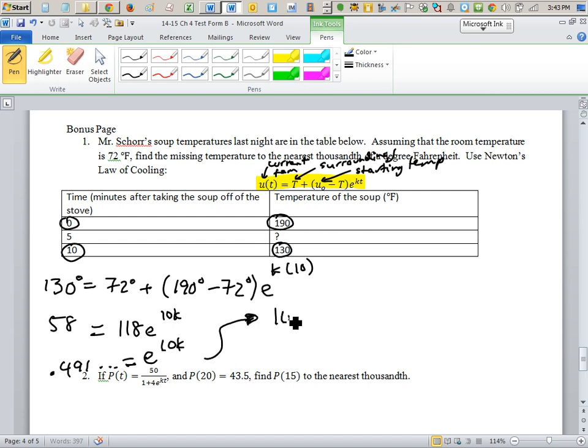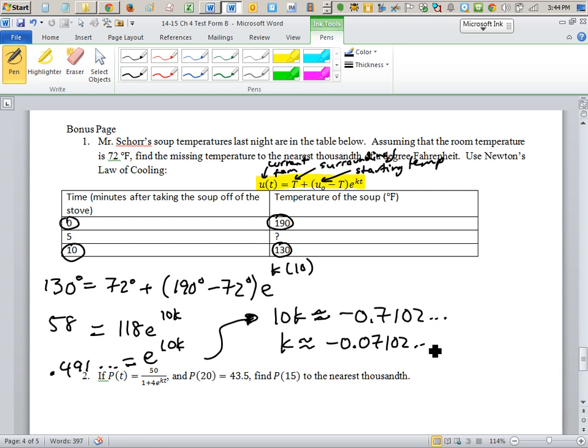And we get that 10k is approximately negative 0.7102, blah, blah, blah. Dividing by 10, we learn that k is negative 0.07102, blah, blah, blah, which I'm going to store in my calculator as alpha k. All right, so don't forget to divide by 10, and then store it as alpha k. You can hear me clicking away right here on my calculator.